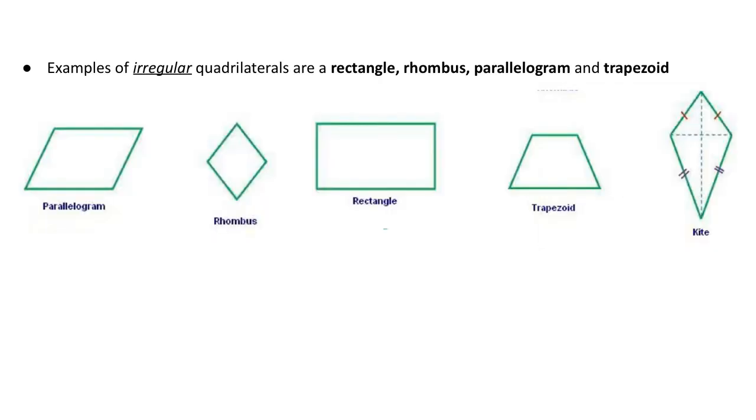We also have irregular quadrilaterals. So for a quadrilateral to be irregular, it is because the side lengths are not the same length, or we could have angles inside the quadrilateral that are not the same value or not the same angle measurement. So you could have one or the other in terms of those conditions, or you could have both of them where they have no sides that are the same length and they also have no angles that are the same angle measurement. And so examples of irregular quadrilaterals would be a rectangle, a rhombus, a parallelogram, a trapezoid, and we even have a figure that's called a kite.